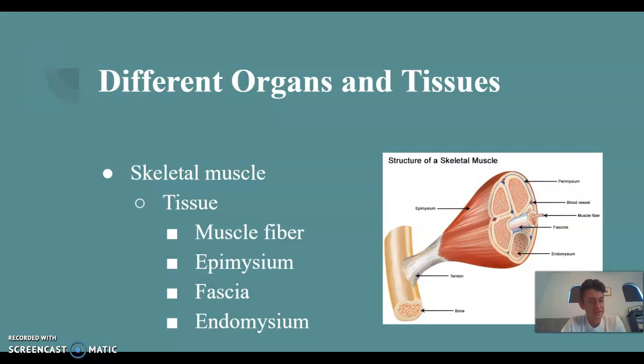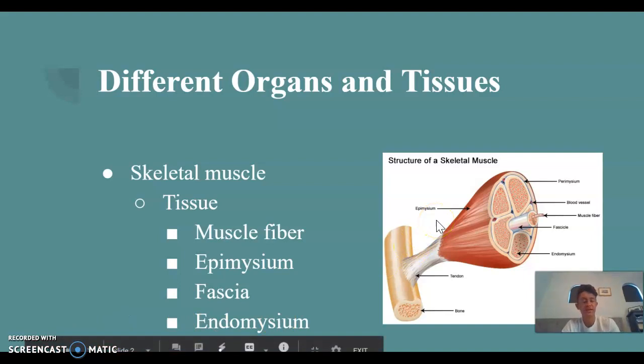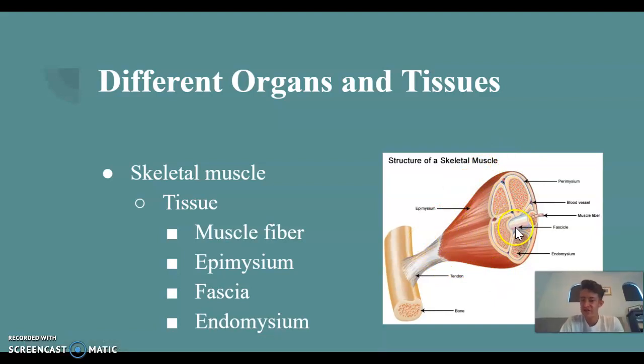And next is the epimysium, which is right here. It is the connective tissue that surrounds the whole muscle. So you can see it's the outer layer. And then after that, we can go even farther to the fascia. The fascia is right here.